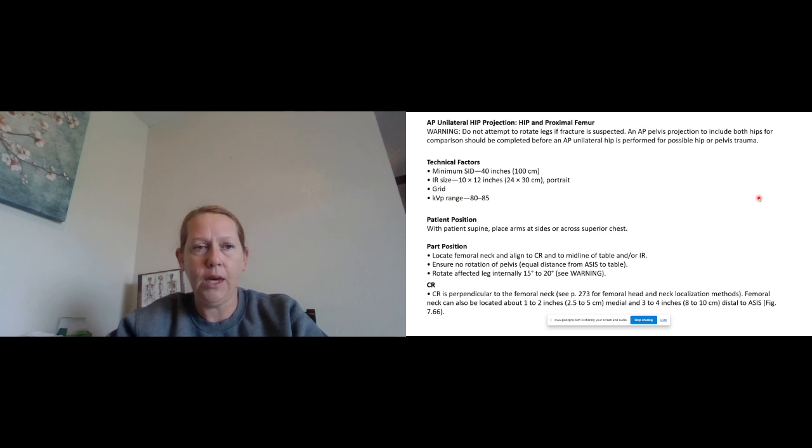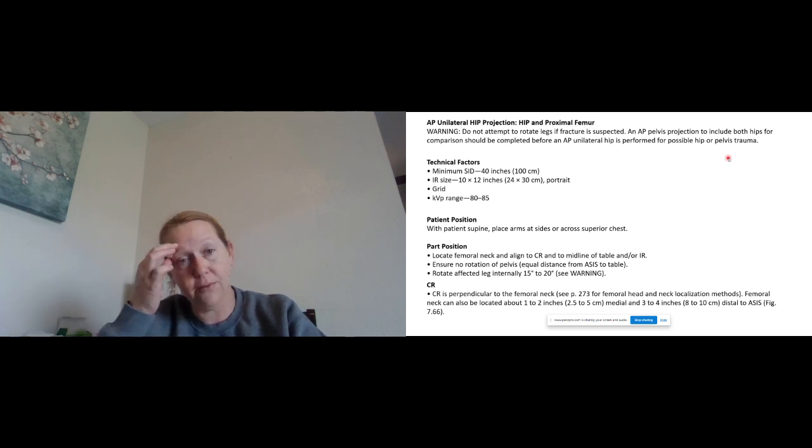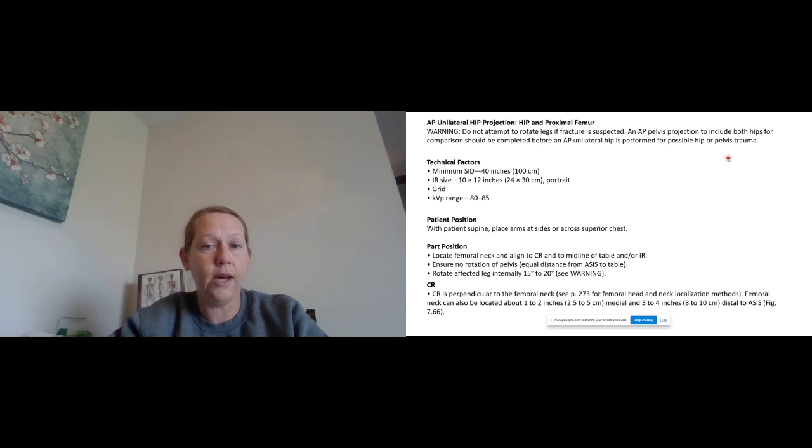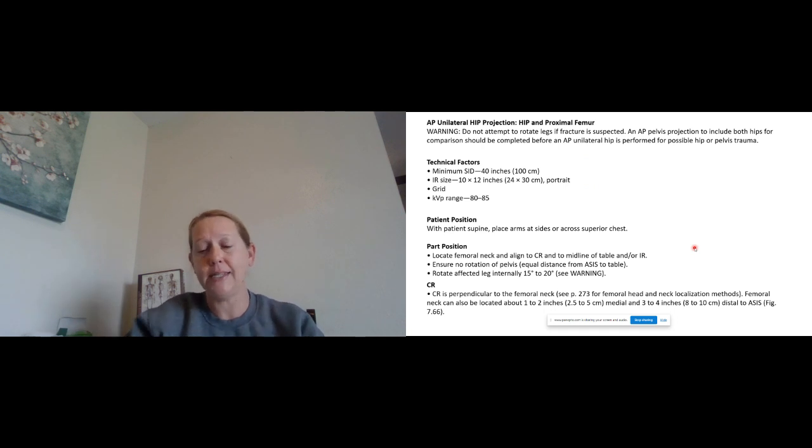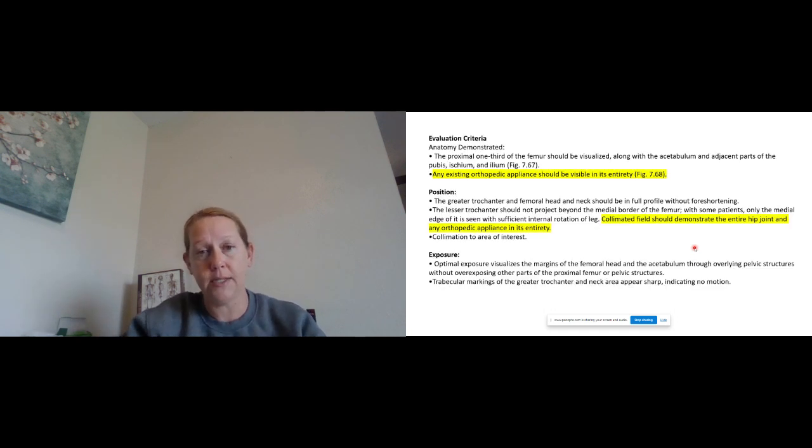So an AP unilateral hip: do not attempt to rotate the legs if a fracture is suspected. You're supposed to do an AP pelvis projection to include both hips for comparison before an AP unilateral hip is performed for possible hip or pelvis trauma. So your ranges are about the same. An AP hip is going to be the exact same thing as doing a pelvis, just under the hip part.